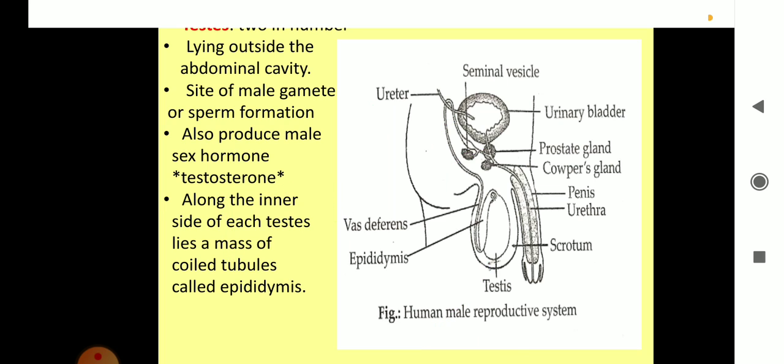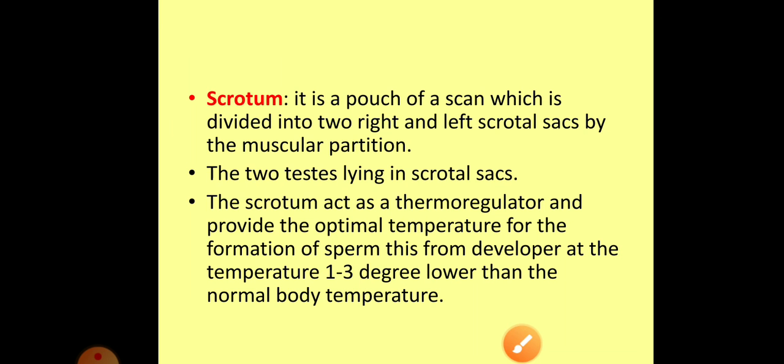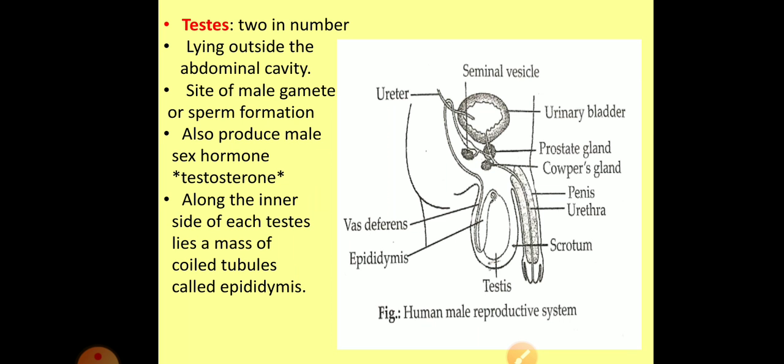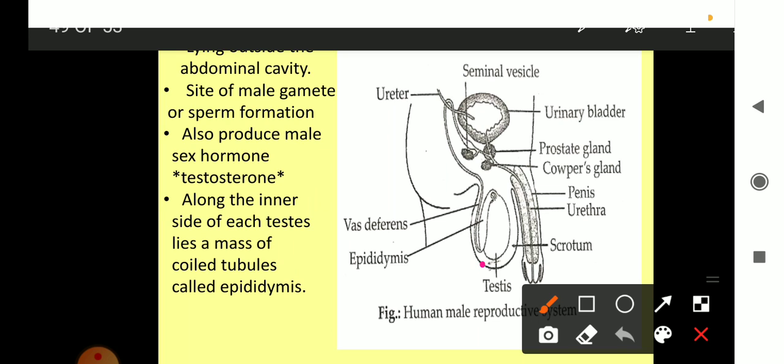Okay. Now, next is vas deferens. This is also called the sperm duct. Now, see again in the diagram. It is a straight tube, about 40 centimeters long, which carries the sperms into the seminal vesicles, right?